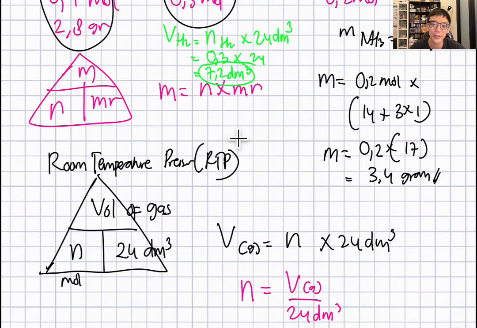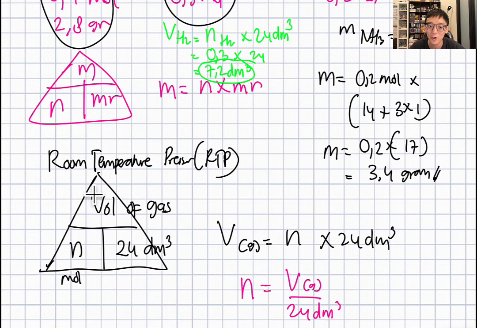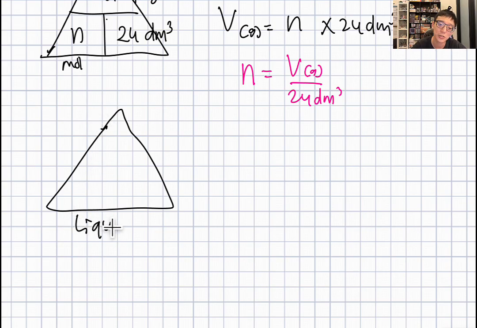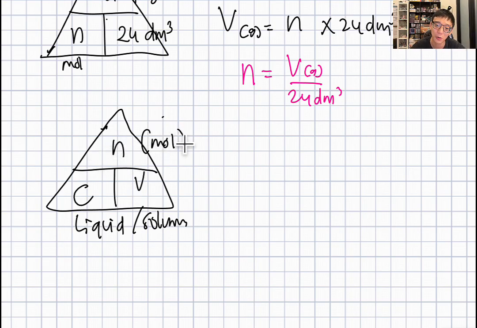So now we've seen two triangles, the mole triangle and also the volume of gas triangle. Is there anything else? Yes, there is a third one. It's called the concentration of liquid triangle, of solution. Liquid or solution mostly. So this is what we use for solution. We have what is called concentration. Concentration is a unit of how packed a solution is with certain particles. The formula is mole per volume, so mole over decimeter cube.